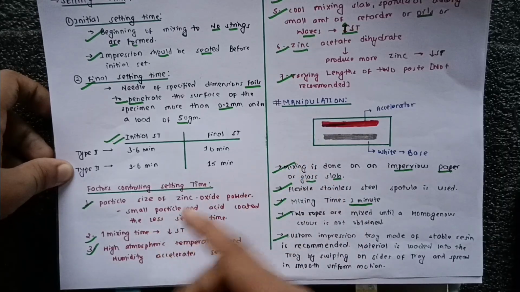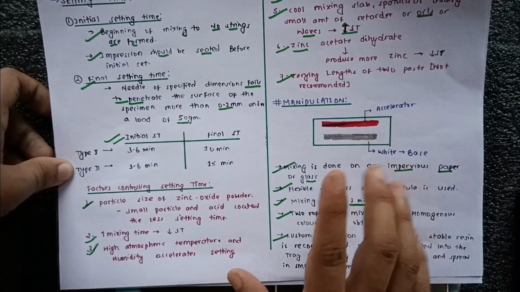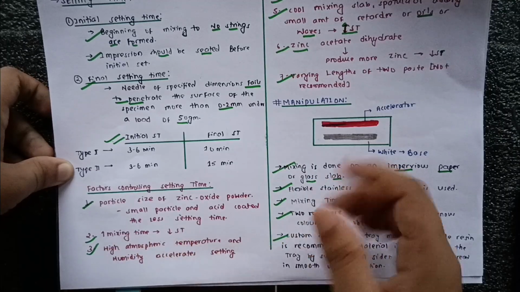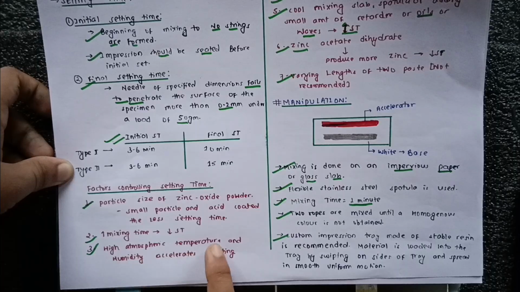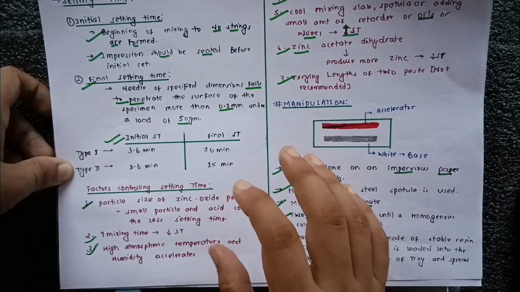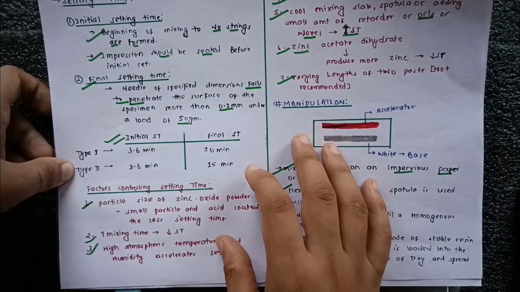If the particle size is small, then it would set faster. That is one of the tactics. Another tactic is that if mixing time is increased, setting time is decreased. So it is similar in all the chapters. Similarly, high atmospheric temperature and humidity accelerate the setting. So it is also similar with the other materials too. So you should relate all the points, and that will make it easy to understand everything.